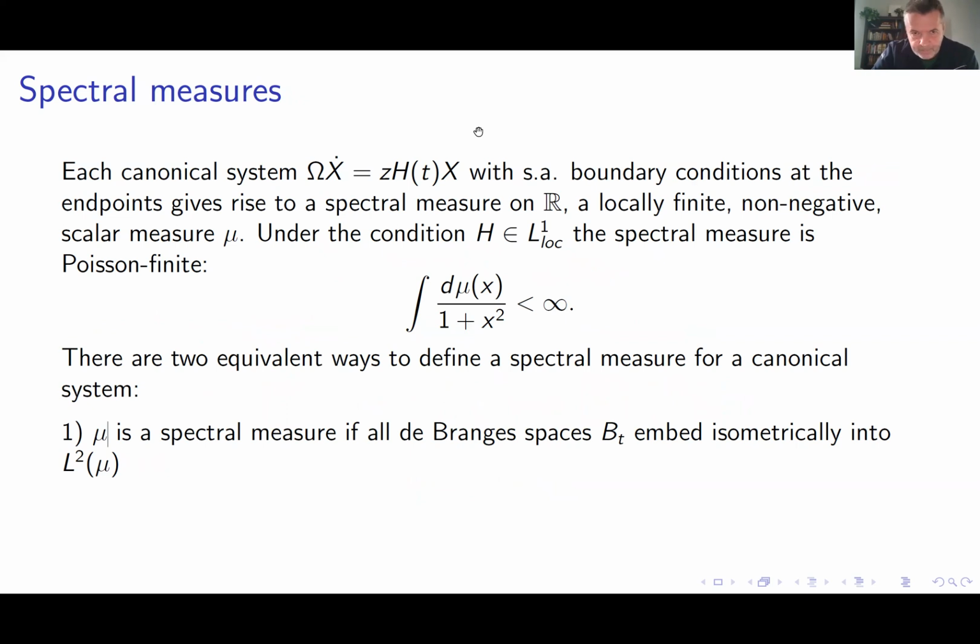All right, so now our goal is to talk about spectral problems for canonical systems. Now, spectral problem, a direct problem, is when you want to find the spectral measure of the system from the system itself. And the inverse spectral problem is when you want to recover the system from its spectral measure. So first of all, let us define the spectral measure for a canonical Hamiltonian system.